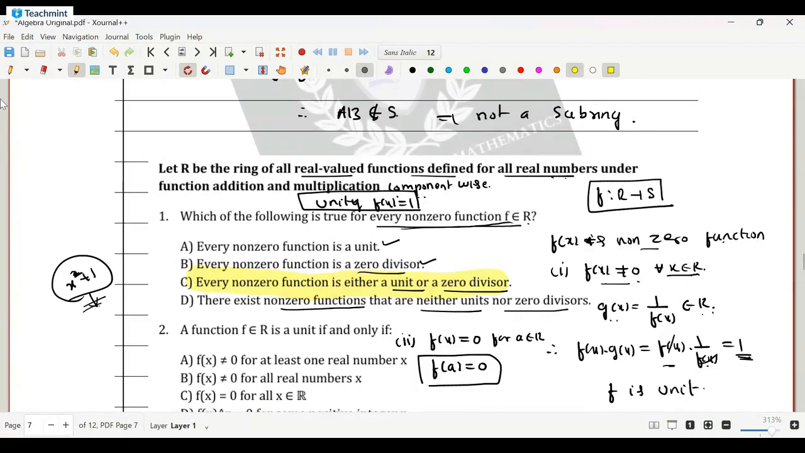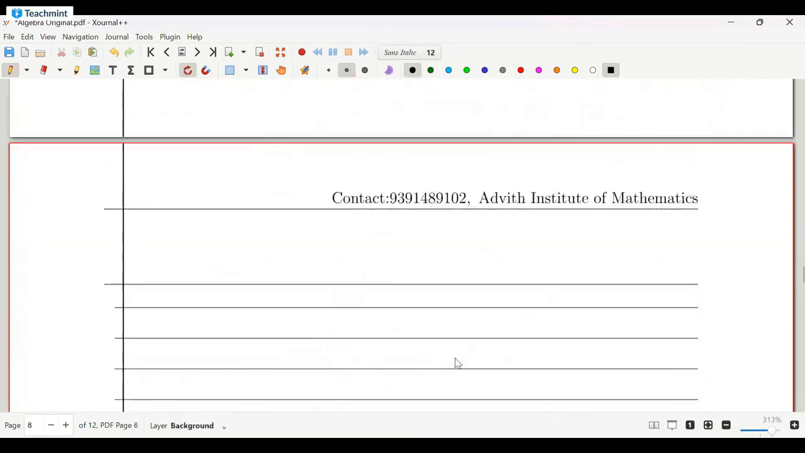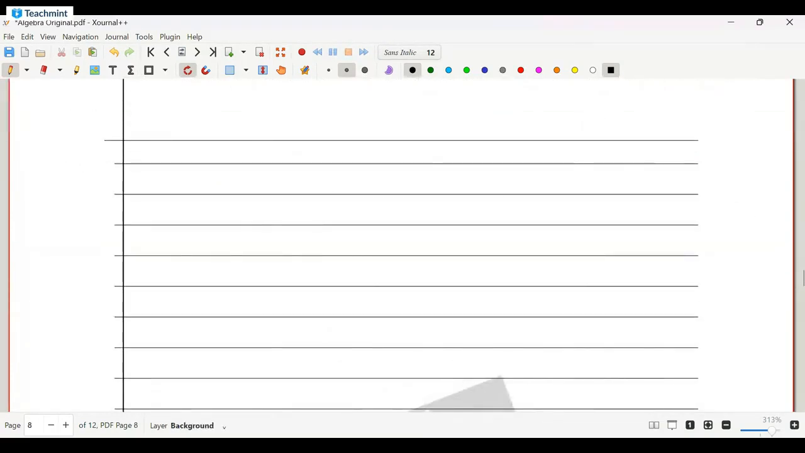What about the next one? A function f belongs to R is a unit if and only if f of x is never zero. We already said that f of x is never zero for all x belongs to R. So f of x is not equal to 0 for all real numbers. So this is true. Next one. There are two more questions.